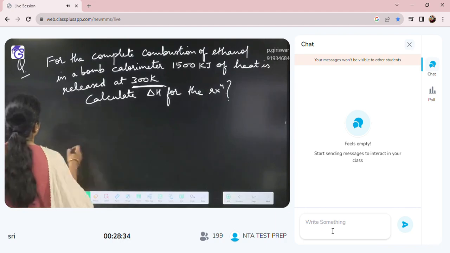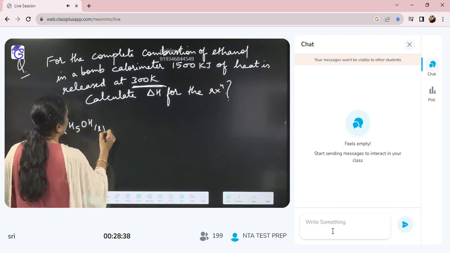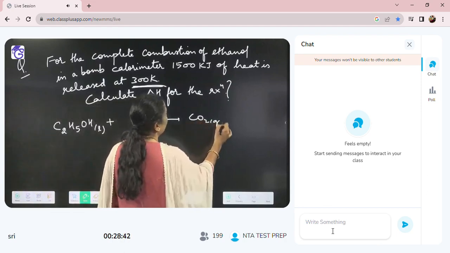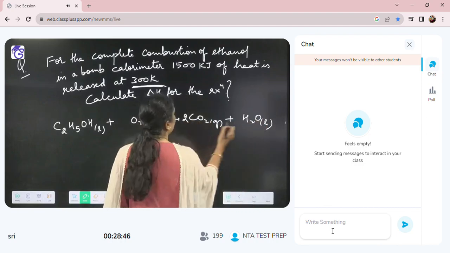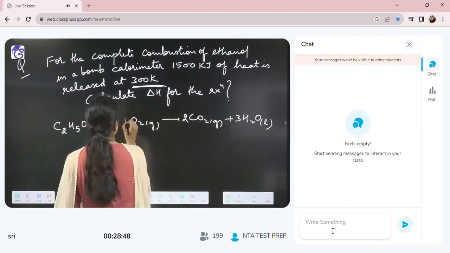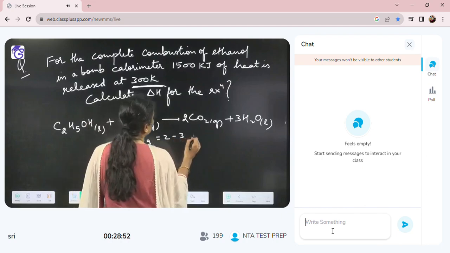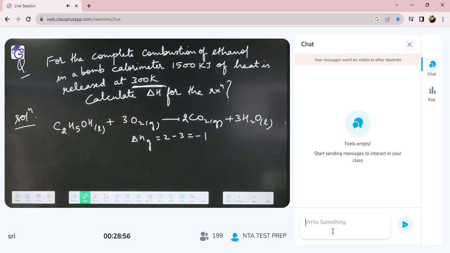So here C2H5OH liquid plus you are having O2 gas giving you CO2 gas plus H2O liquid. Simply balance it: here 2 and here it will be 3. So delta Ng will become 2 minus 3, which is minus 1. Solve it, everyone, and let me know the answer.